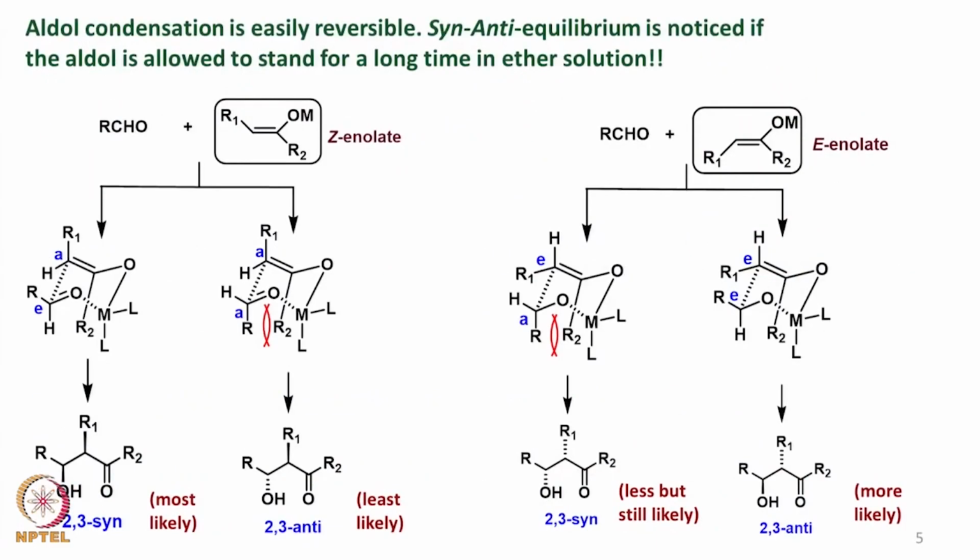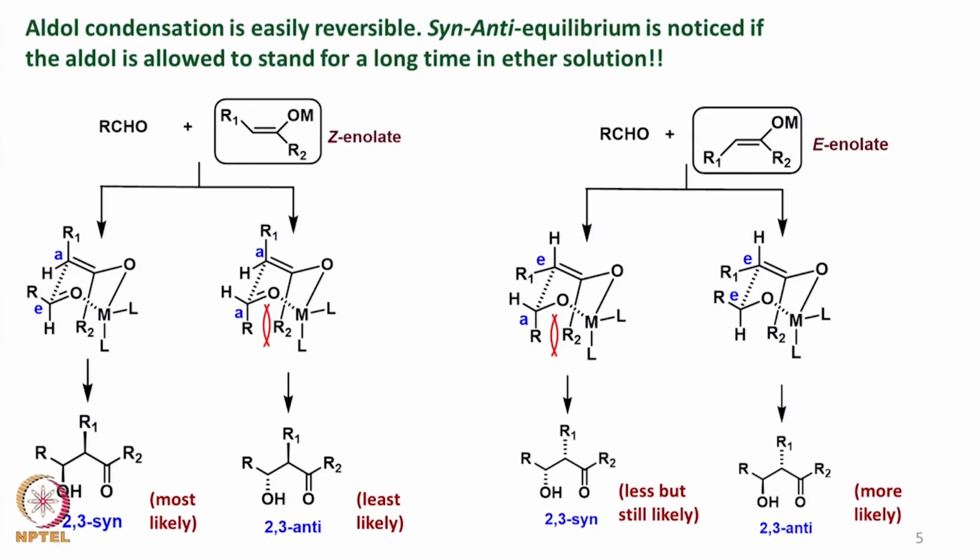Now, here the aldol condensation that you can see is generally reversible, because unless and until the reaction is worked up with acidic conditions or basic conditions, depending on what kind of enolates are used, the reactions are basically reversible. And syn-anti equilibrium is noticed if the aldol is allowed to stand for a long time in ether solution. So, now why is it that the Z enolate gives more syn product, and the E enolate gives a kind of mixture that we can see?